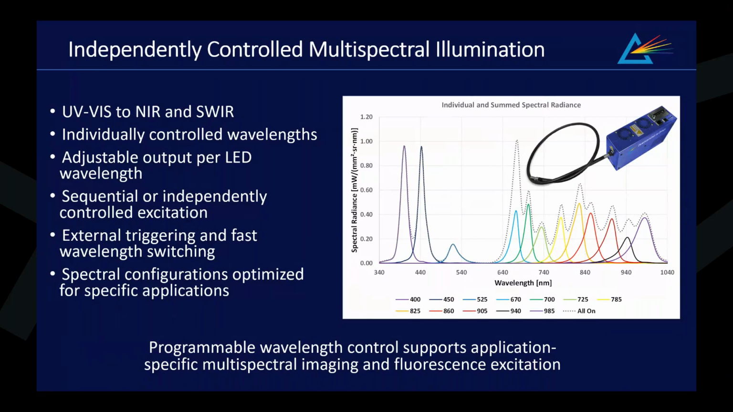This level of spectral flexibility can be particularly useful in fluorescence imaging, multispectral analysis, tissue differentiation, and other biomedical imaging techniques that require selective excitation bands. External triggering and rapid wavelength switching also enable synchronization with detectors and imaging electronics during dynamic imaging sequences. Because LED wavelength distributions and output levels can be configured electronically, multispectral illumination systems can often be optimized for specific fluorophores, contrast agents, or imaging objectives without requiring major hardware changes. That is, they are inherently configurable to meet the demands of a host of different biomedical applications.